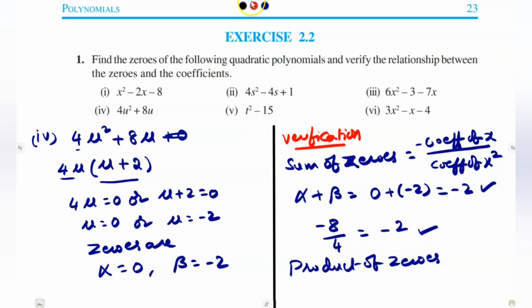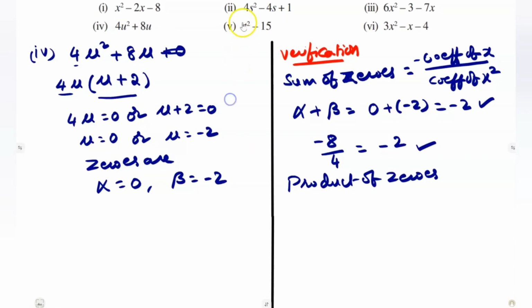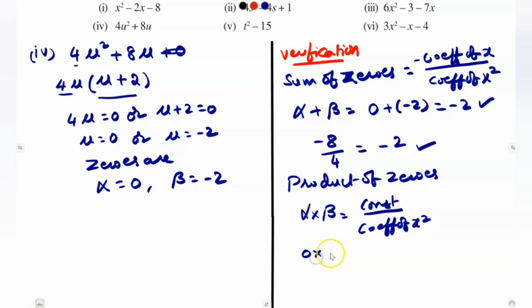Now let us take product of zeros. Product of zeros, alpha into beta is equal to constant term by coefficient of x square. This is our formula. So x square means u square here. So alpha into beta means 0 times minus 2, which is equal to constant. Here we don't have any constant for this polynomial. So write 0 by coefficient of x square means coefficient of u square, which is 4. So 0 into minus 2 on the left side is also 0, and 0 by 4 on the right side is also 0. So thus verified. So product of zeros verified, sum of zeros are verified.